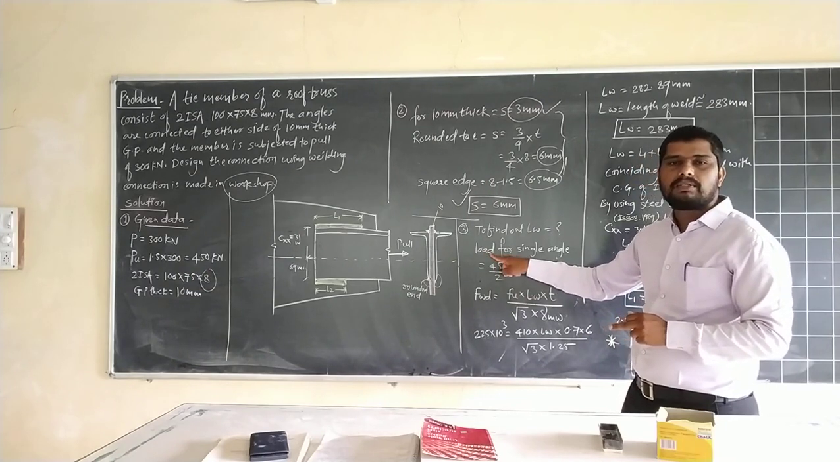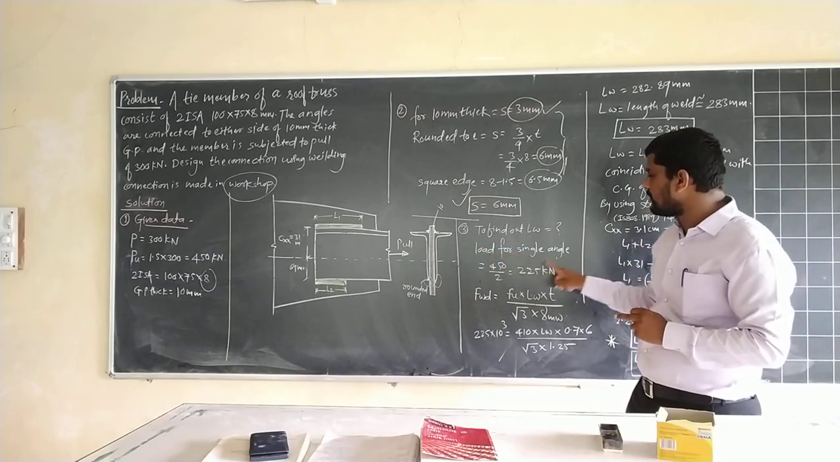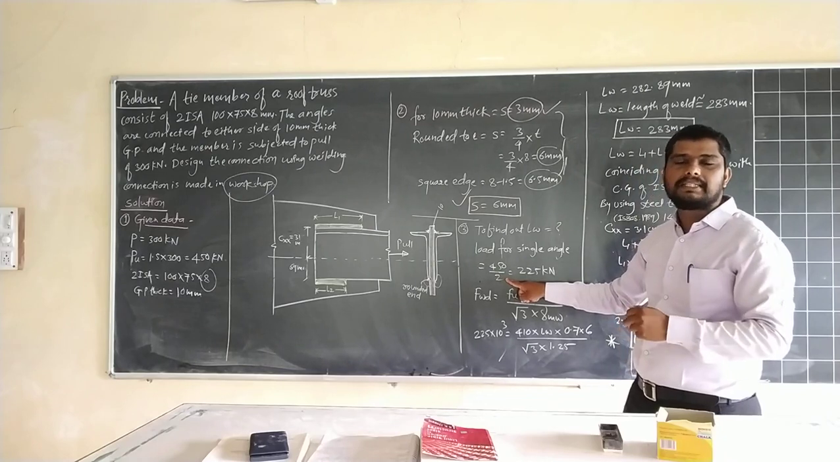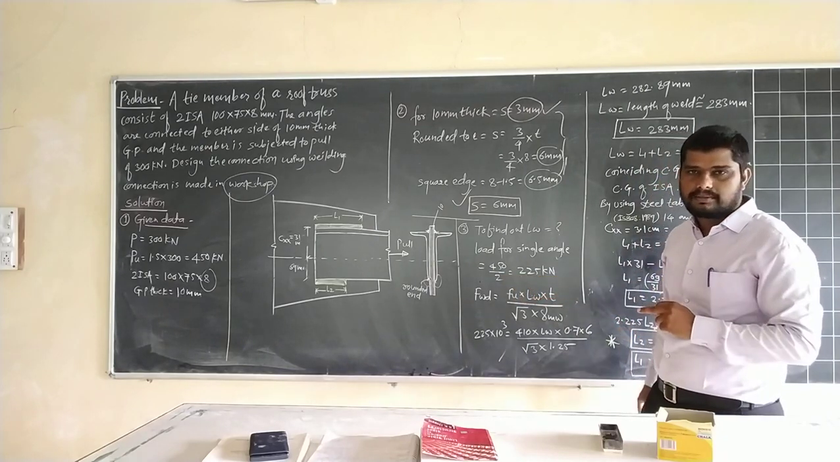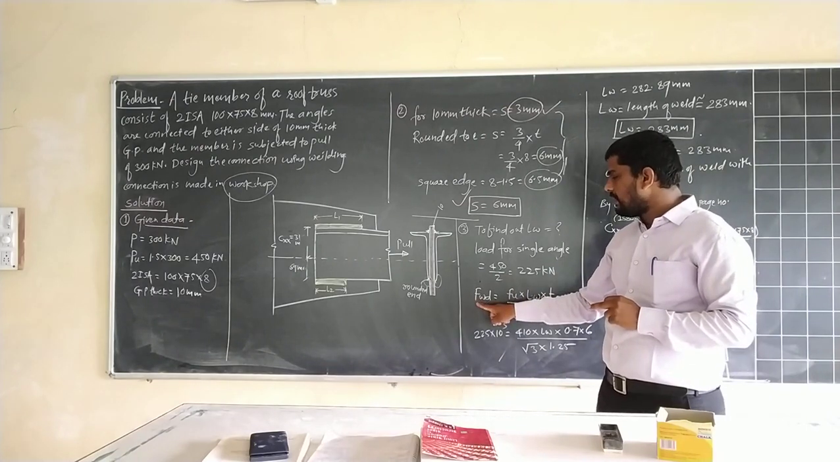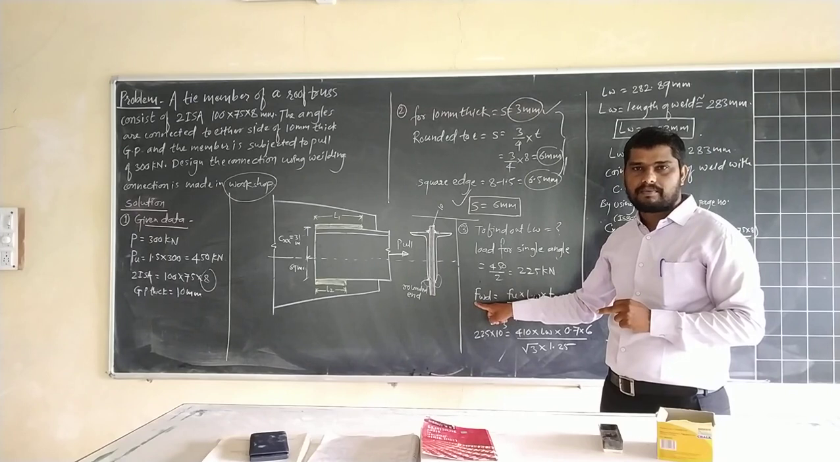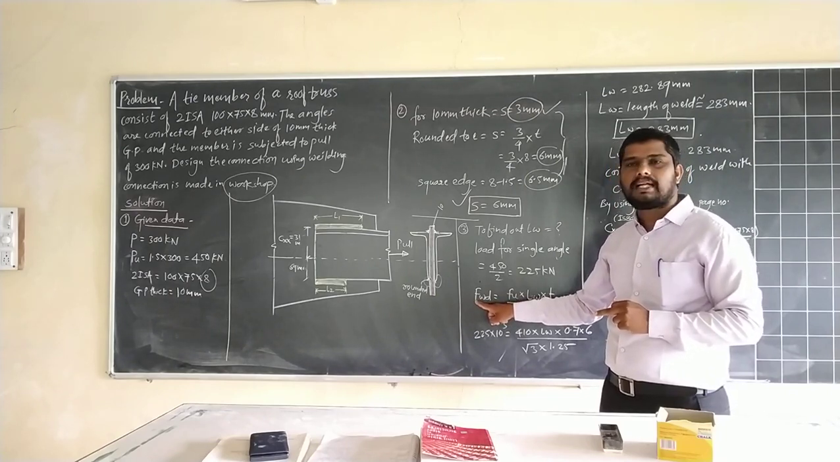But we are going to find out the load for single angle section. So load for single angle section, 450 divided by 2, means each angle carries 225 kilonewton of load. Then FWD, the design strength of the weld. D stands for design, W stands for weld, and F stands for strength.